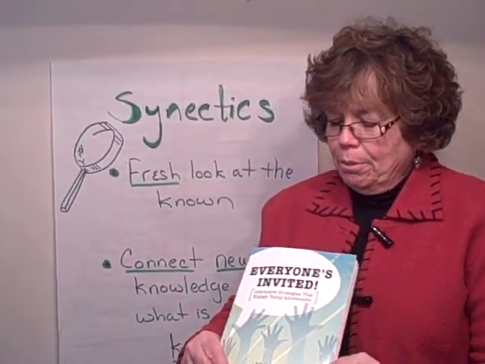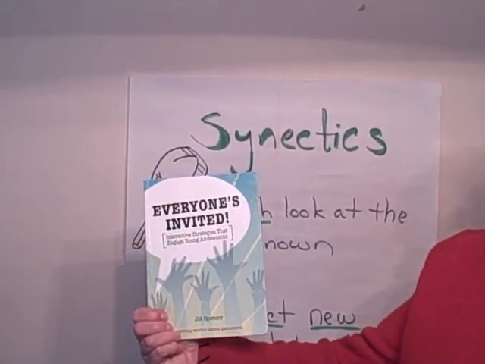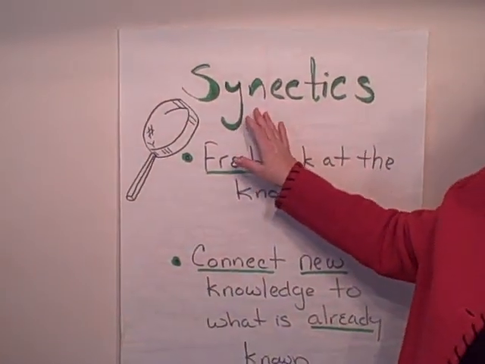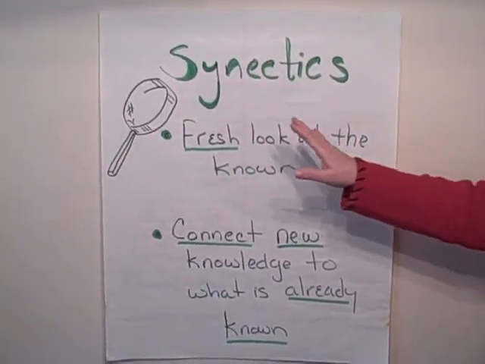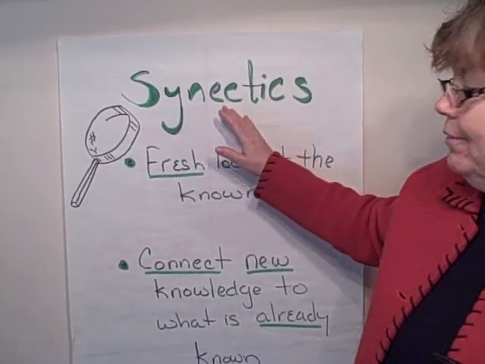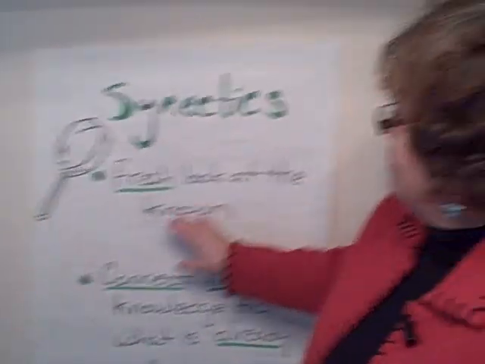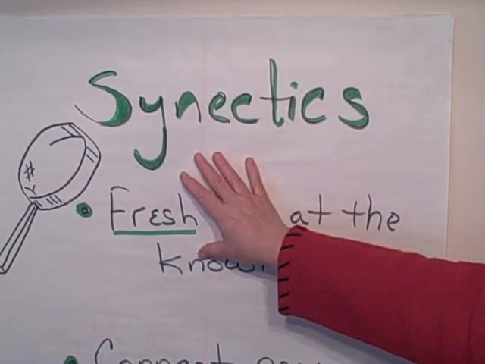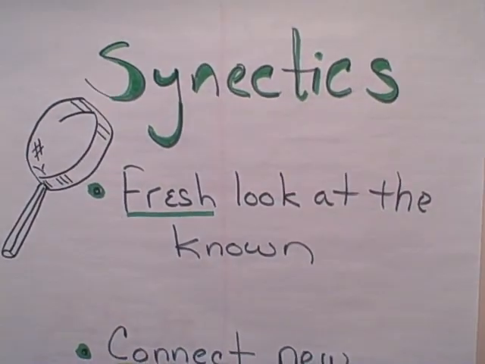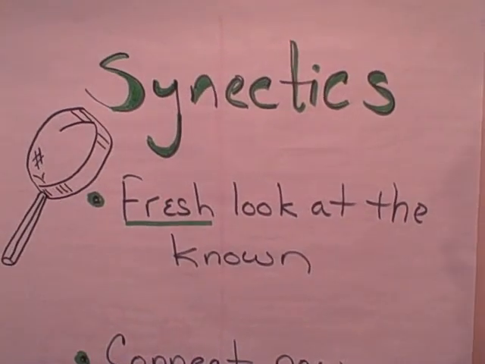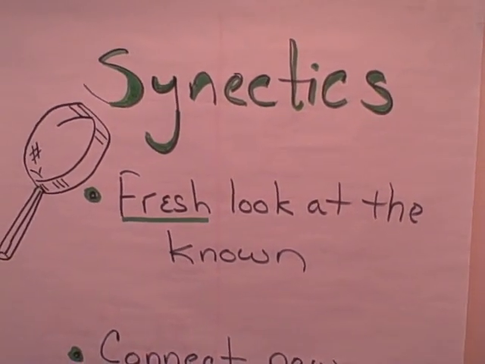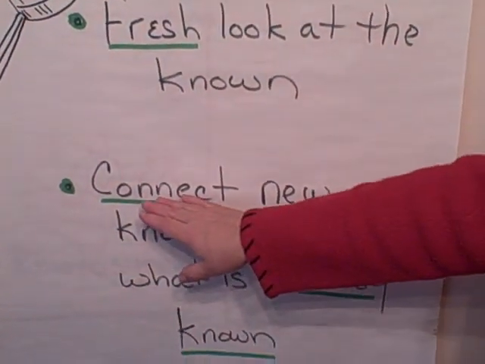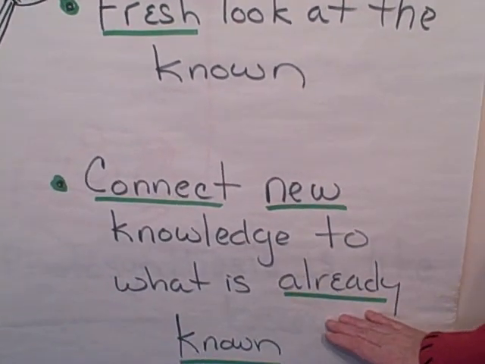Let's look at one of the strategies from the book, Everyone's Invited, interactive strategies that engage young adolescents. And Synectics. Synectics is a really hands-on activity where it can be used for two purposes. The first is we can take a fresh look at something we already know. This means this is a great strategy to use when the kids are going to be writing about a topic. It's a way to generate a fresh way to look at a topic. The second is that it is a way to connect new knowledge to what is already known.